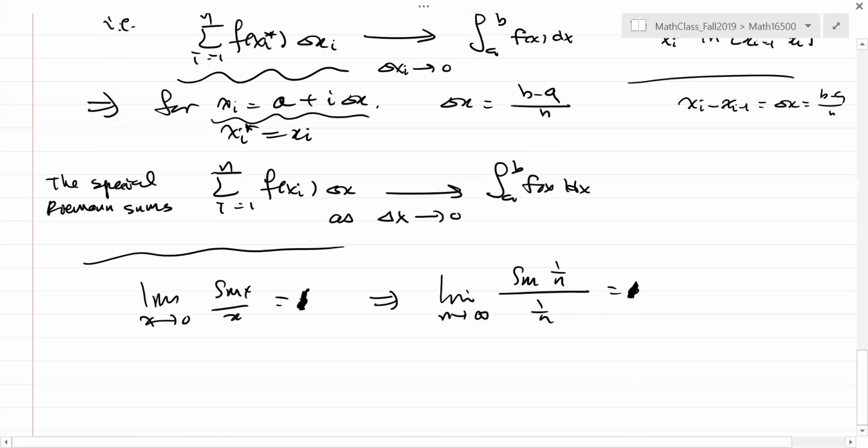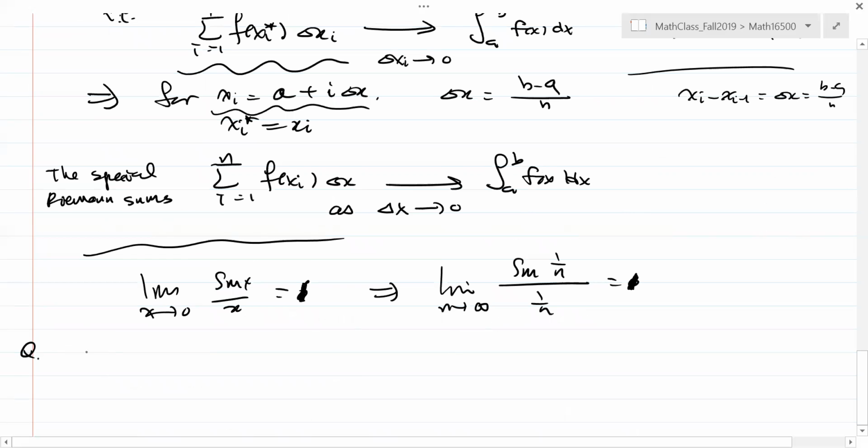All right, so let's take a look at the example. Evaluate the integral from 0 to 1 of x.